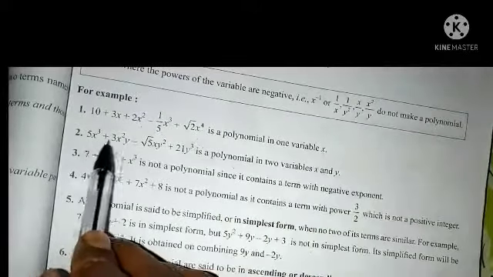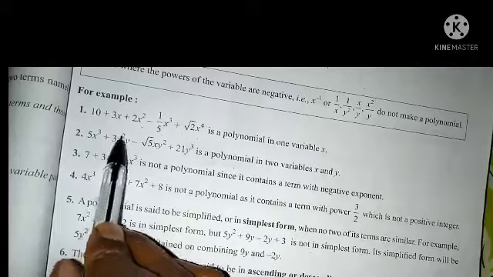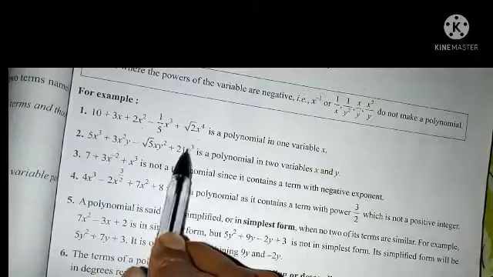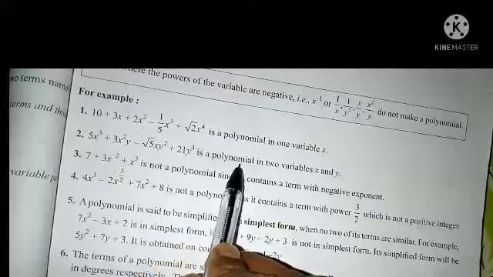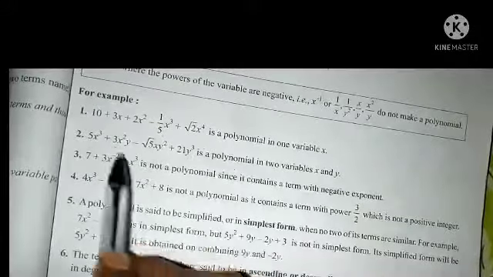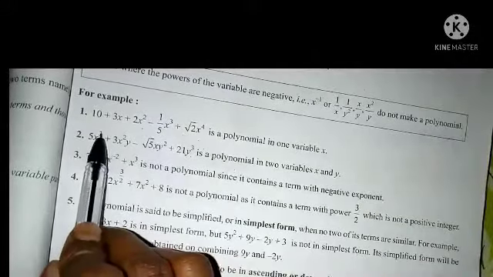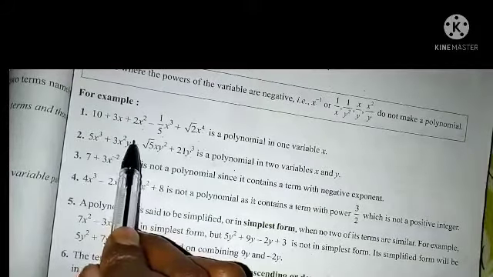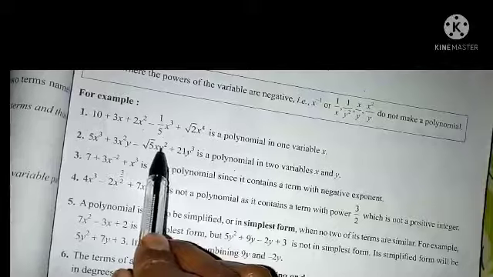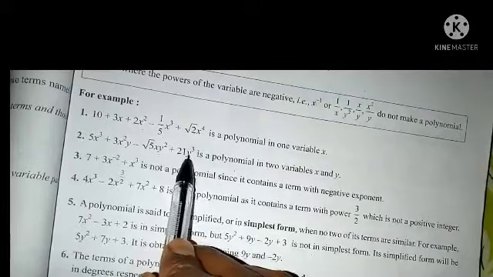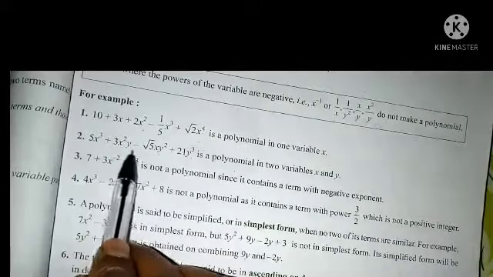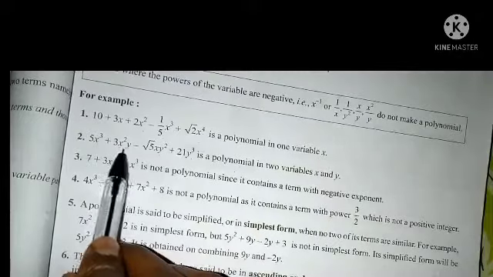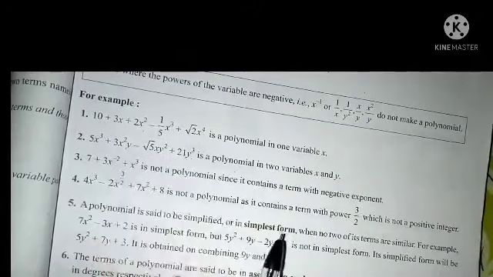Now come to the second example, 5x cube, 3x square y, 5xy square, and 21y cube, which is a polynomial in two variables. Now see here also the power of x is 3. This is a non-negative integer. x square y, nothing means 1. This is also non-negative, this is also non-negative. So we can consider this also a polynomial, but having two variables, one is x and the other is y.